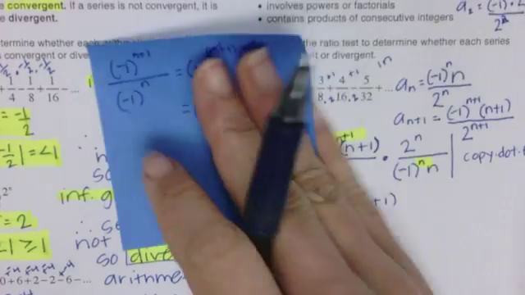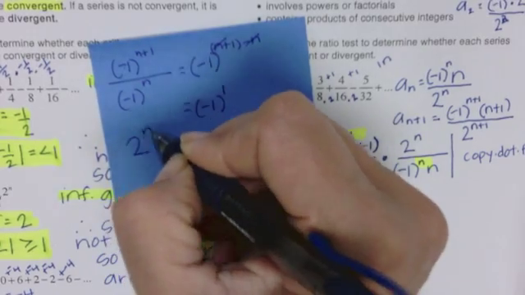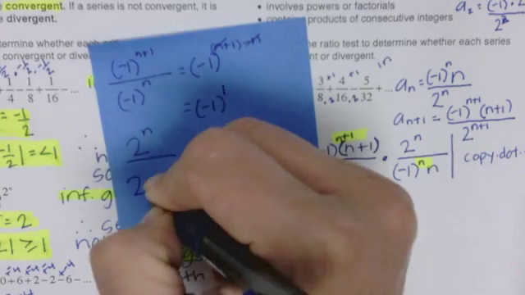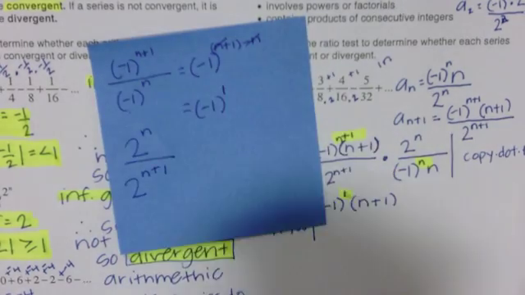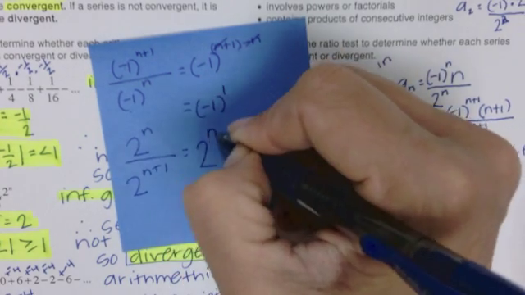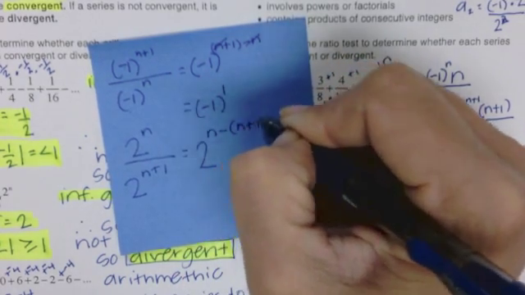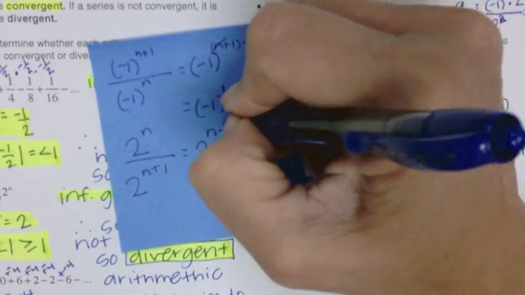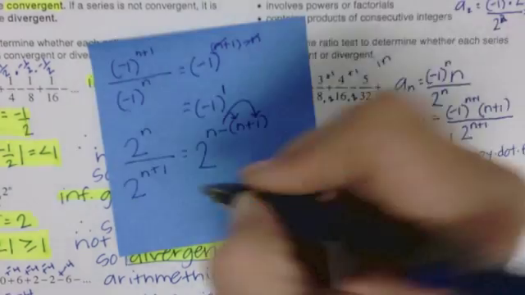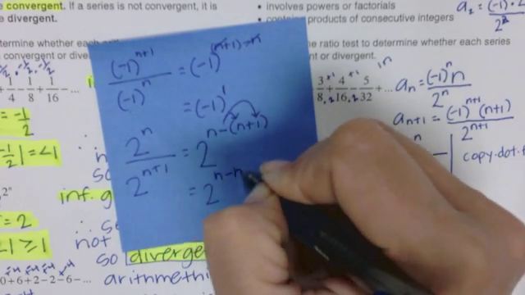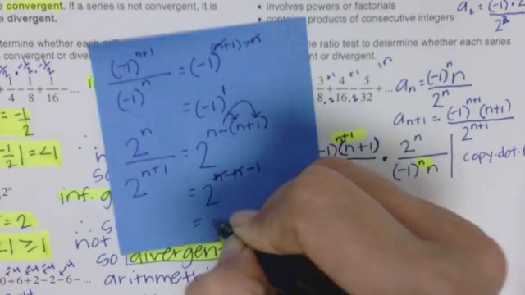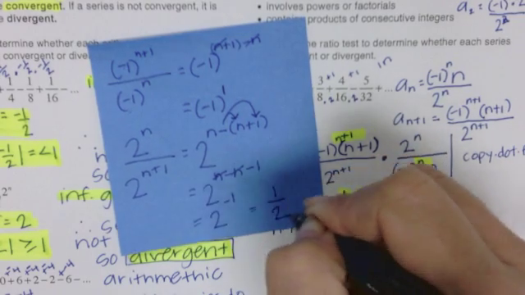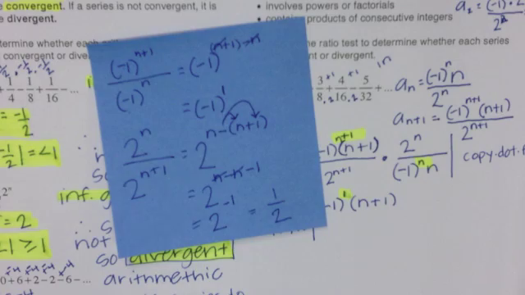So back to my Post-it to show you this. 2 to the n is here, and I have the same base down here, over 2 to the n plus 1. So now, subtracting exponents, I'm going to be very careful. Anytime there's more than one term, I'm going to put it in parentheses, and then I'm going to distribute. So that equals 2 to the n minus (n plus 1), which is 2 to the negative 1, which equals 1/2. Okay, so that's just property of exponents.